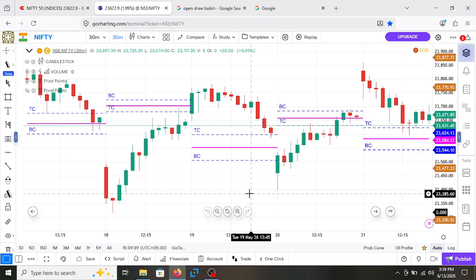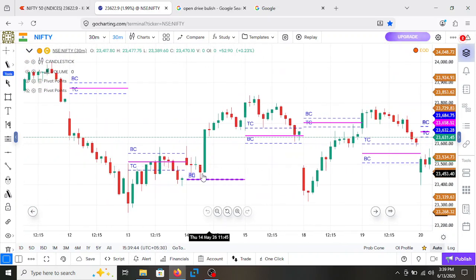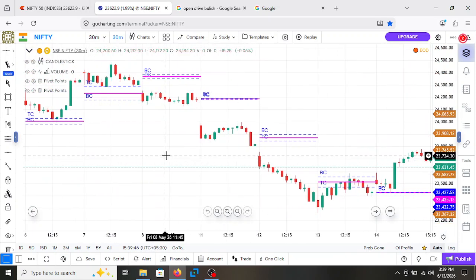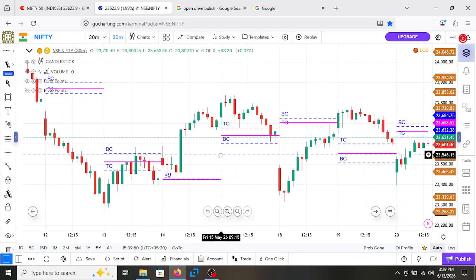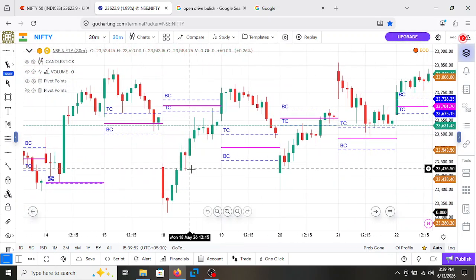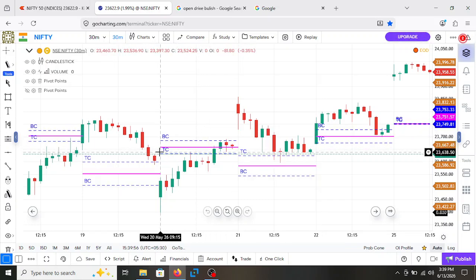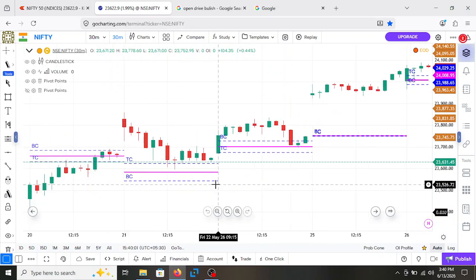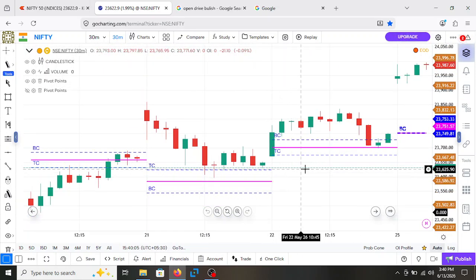So open drive is when the market opens and starts moving in one direction without waiting, with great force. That is an open drive. And now we will look at the charts to spot the open drive.